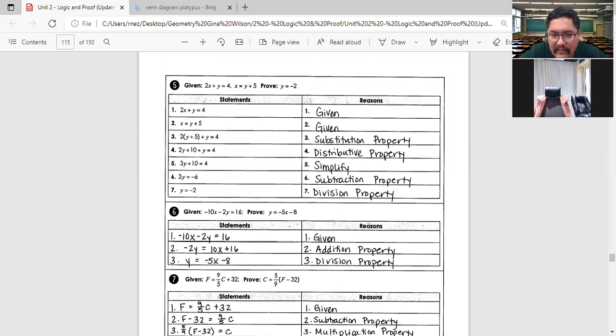Maybe it'll be a little bit easier if I just draw out what happened. So again, take this y plus 5, and we're going to drop it in right where this x is. So when we say substitution property, 2x plus y equals 4. That's what we have right here. But instead of x, we took out x and replaced it with y plus 5.